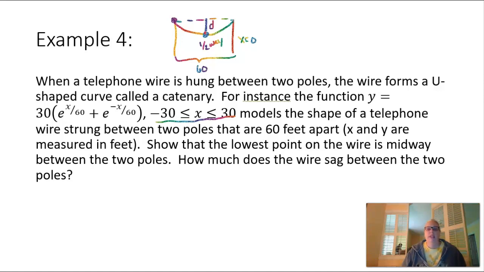So we would like to take the first derivative of our model there, and this is going to be 30 times e to the power x over 60 times 1 over 60 plus e to the power negative x over 60 times negative 1 over 60.